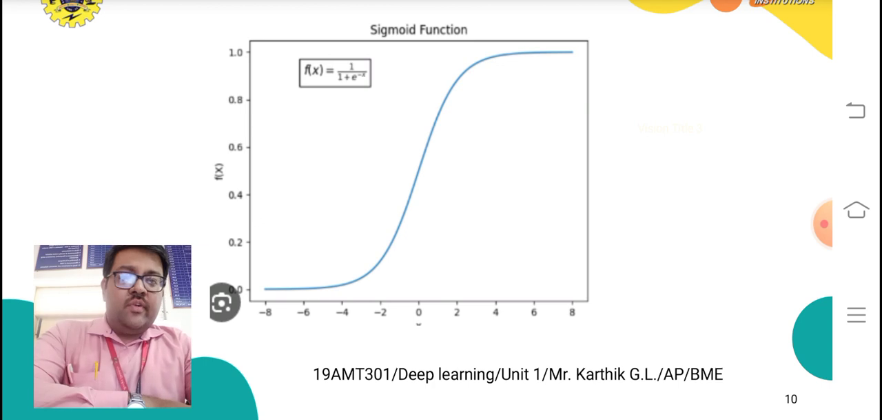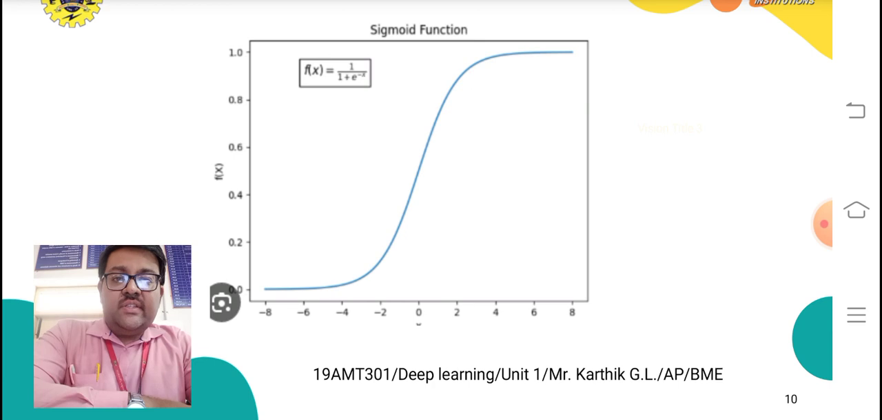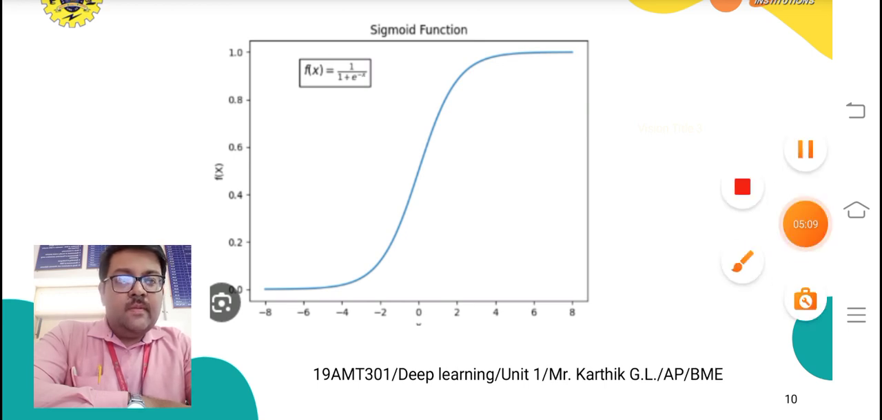What this sigmoid function indicates is that for negative values on the x-axis, that is for negative values of Z, sigma of Z is very close to 0, and for positive values of Z, the sigma value is 1. So to get this behavior we use the sigmoid function.